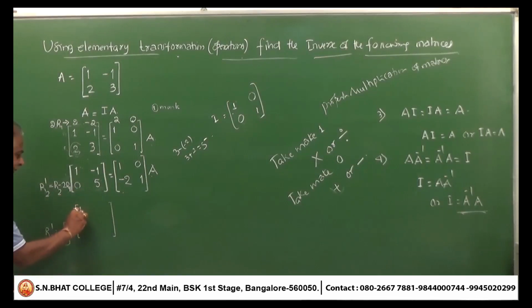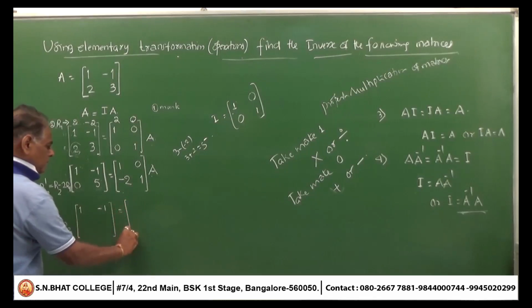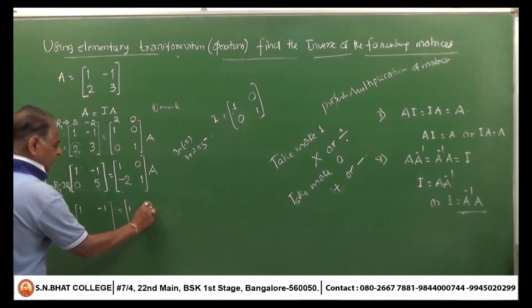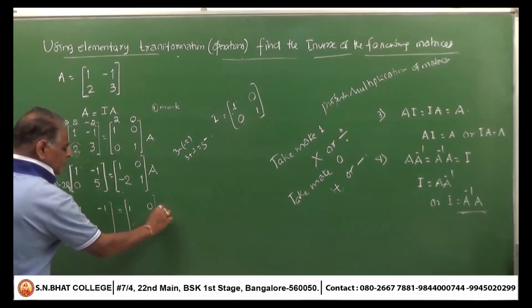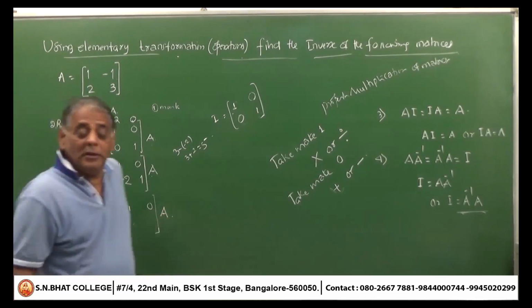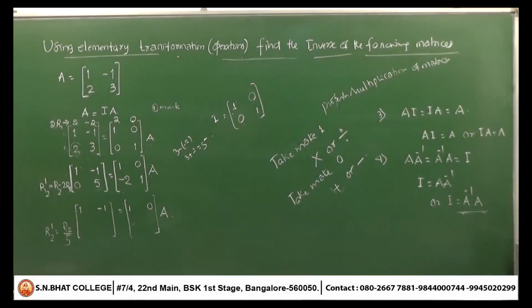Write first one as it is. I change only R2. Here also R2. Write R1 as it is. 1 minus 1, 1, 0. Anybody has any doubt in the previous step, please tell me. I will once again explain. Any doubt?